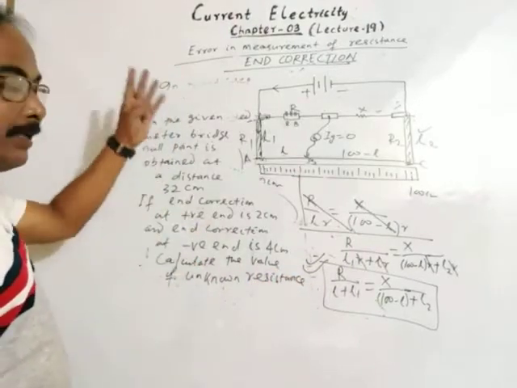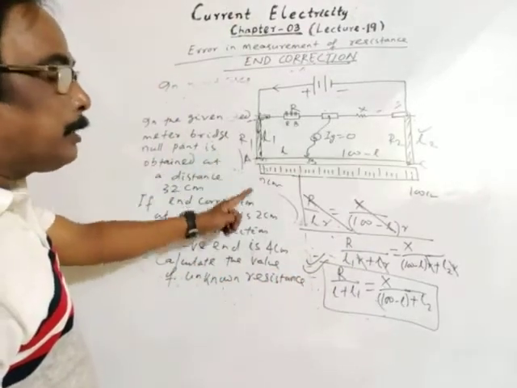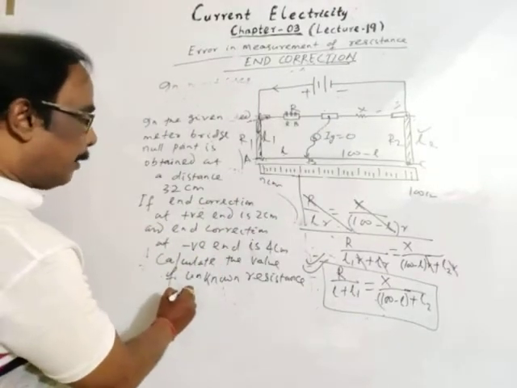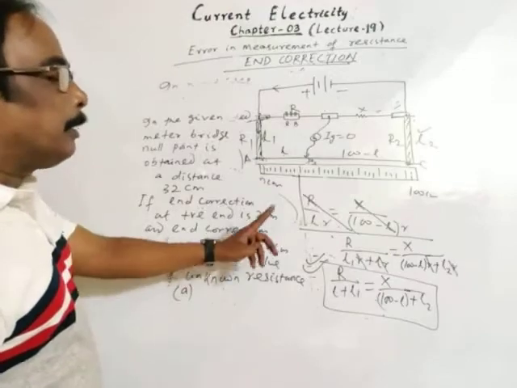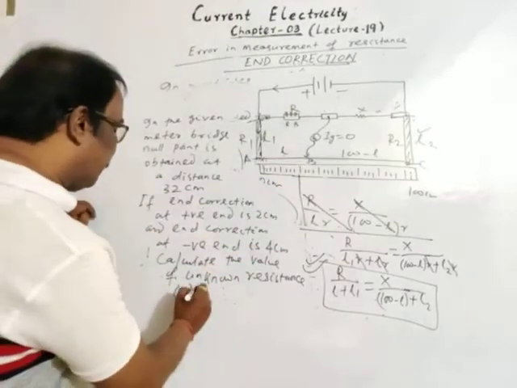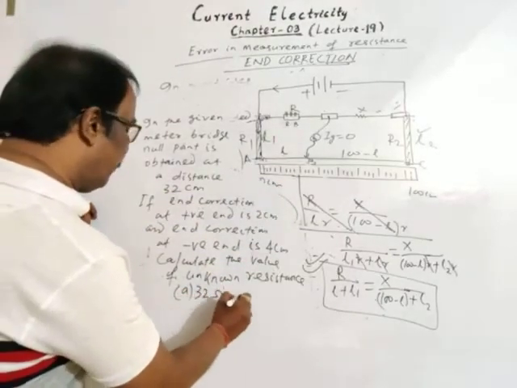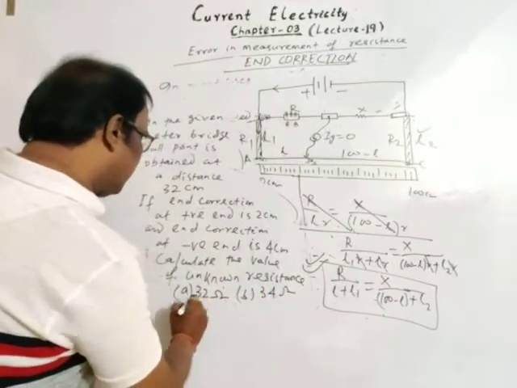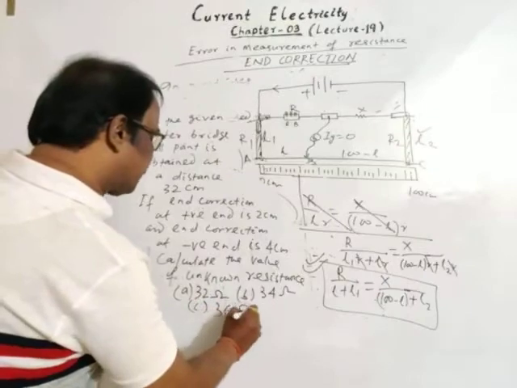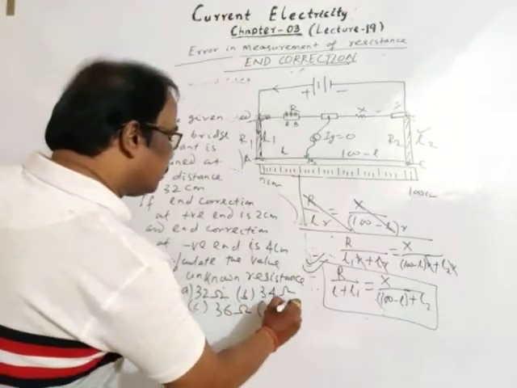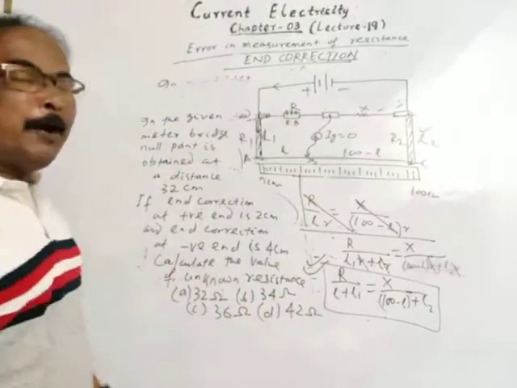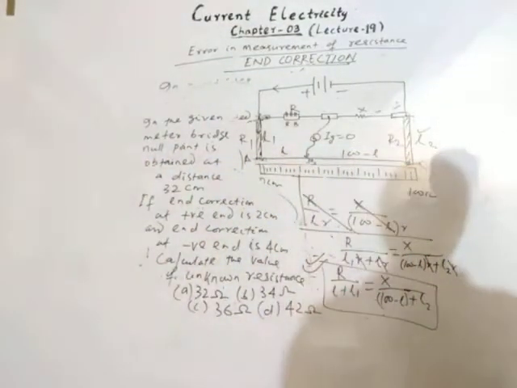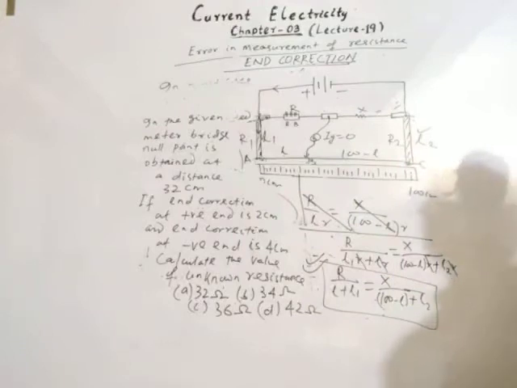Now it is made very easy. You can calculate this value. I am giving you the options: 32 ohm, B 34 ohm, C 36 ohm, D 42 ohm. Now you can calculate it very easily. Just try it. So end corrections are given.